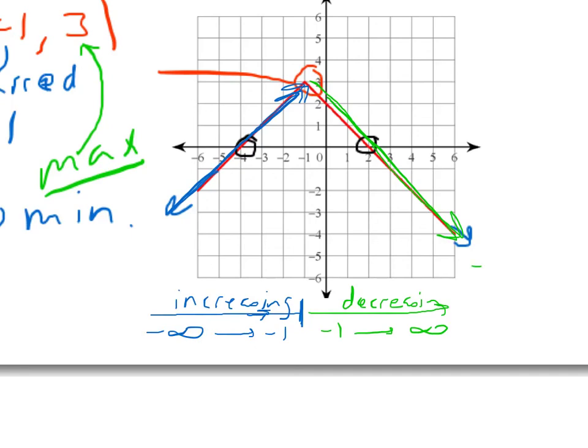We would say from -infinity, arrow, -1, it is increasing. And from -1, arrow, or going towards +infinity, it is decreasing. And this ends lesson 3.4, video 2.